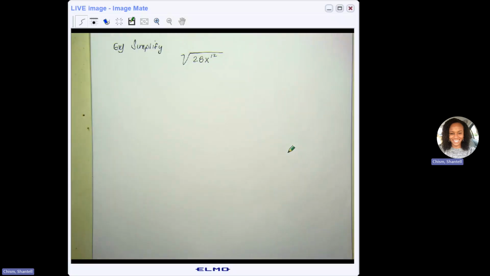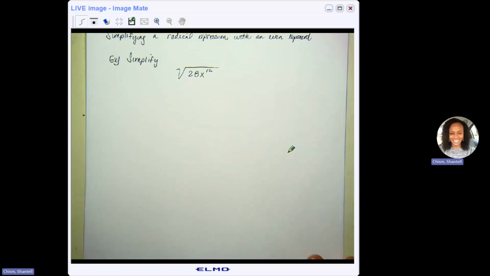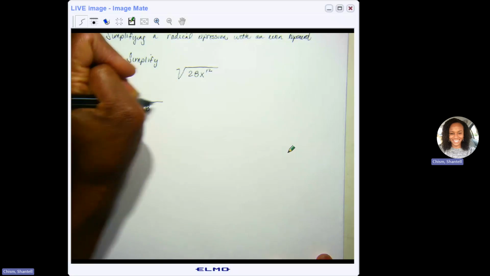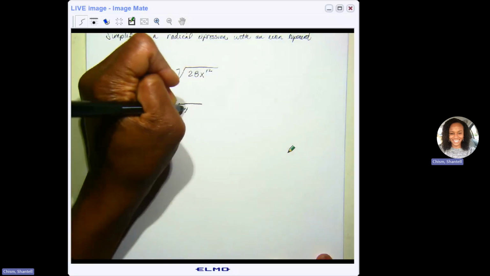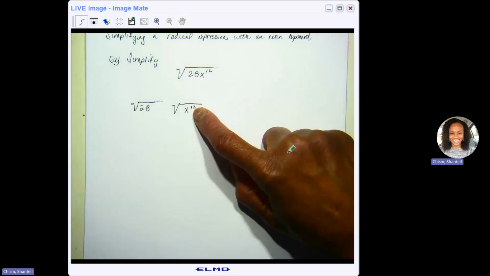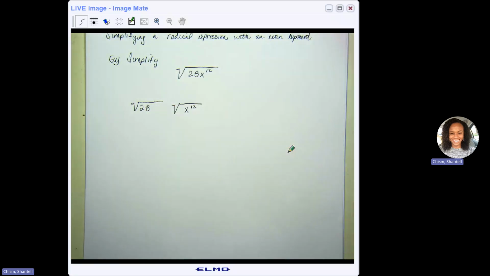One more problem here, and then I'll be done with this lesson. And of course, if you have questions about it, we can go over it in class on Thursday. But this one, it says simplify. You got the square root of 28 x to the 12th. So we've got the square root of 28, and the square root of x to the 12th. The x to the 12th is going to act like an exponent. I'm going to change that root to an exponent for that variable.